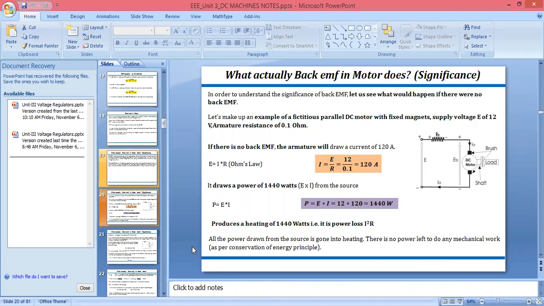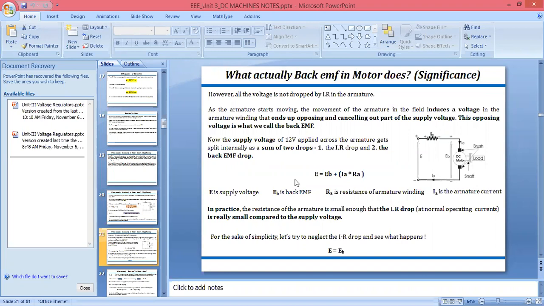Sometimes there will be a question in exam like explain the significance of back EMF in DC machine. So that is the concept for DC motor. It will not be DC generator; DC machine here means DC motor. Because back EMF will get introduced in the DC motor and it will be needed, because if there is no back EMF, power will get lost, it will create heat and there will be no power left to do mechanical work.